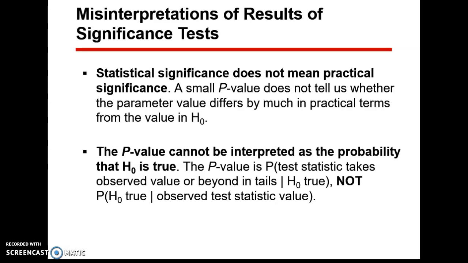It's a fine point, but the p-value isn't the probability that the null hypothesis is true. It's the probability, and this is a long phrase it's got here, the p-value is the probability that the test statistic that we created from the sample takes an observed value or beyond in the tail, given that the null hypothesis is true. But we don't really know if that null hypothesis was true, recall that. So it's not the same as the null hypothesis is true given the observed test value. And that's the part that's probably extremely hard to understand for most folks.